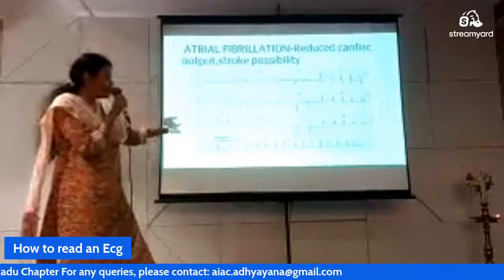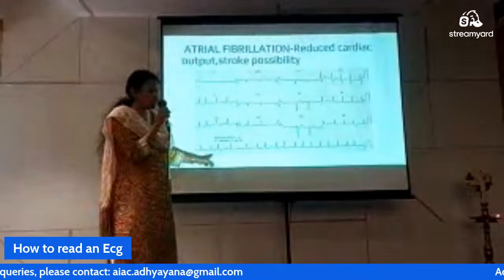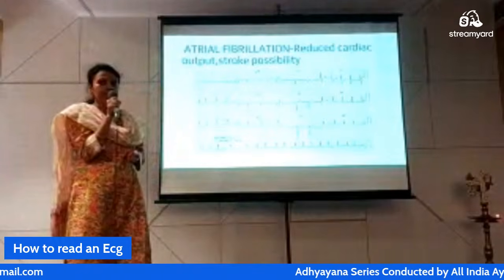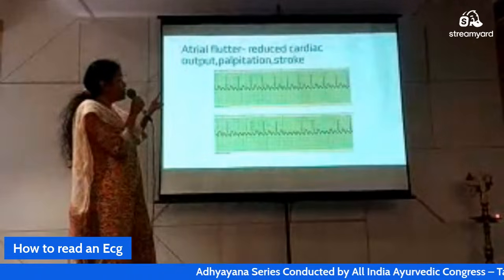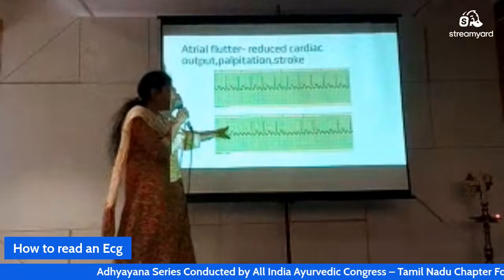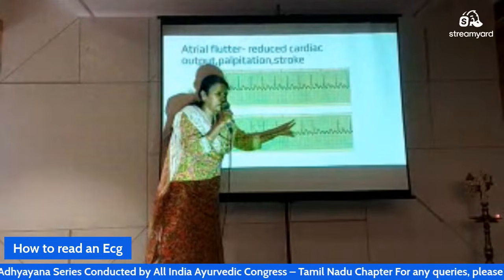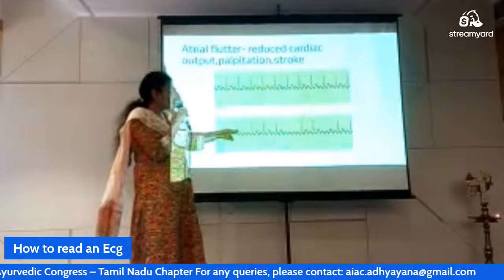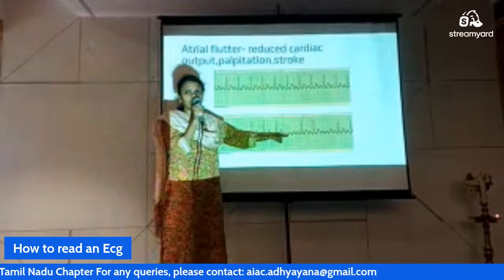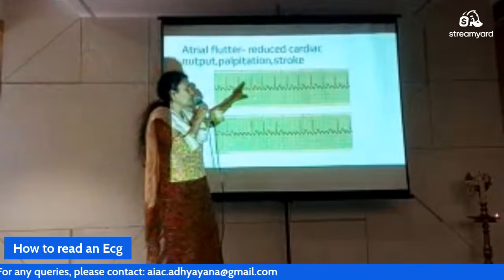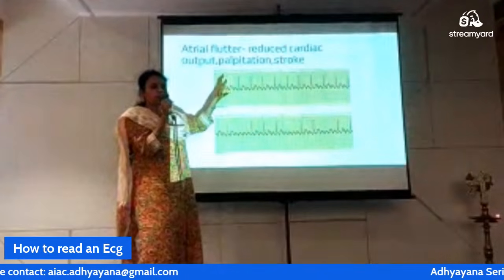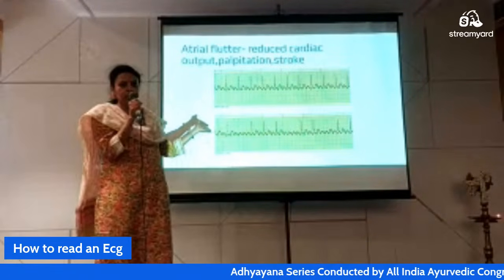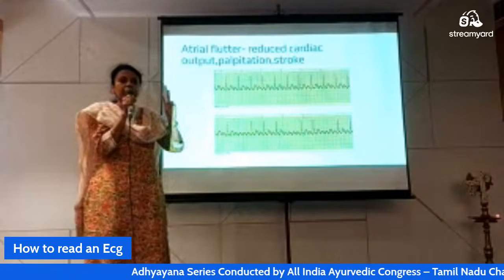Atrial fibrillation, you see the RR interval is not proper. You have to send the patient to the cardiologist. Next slide. There is another one. It is called atrial flutter. Here also the RR interval is not regular. But if you see the ECG itself, you can find a saw-toothed pattern. This is the saw-toothed pattern, so this is called atrial flutter. Before atrial fibrillation this may occur, or after atrial fibrillation atrial flutter may also occur. These two are for atrial abnormality.